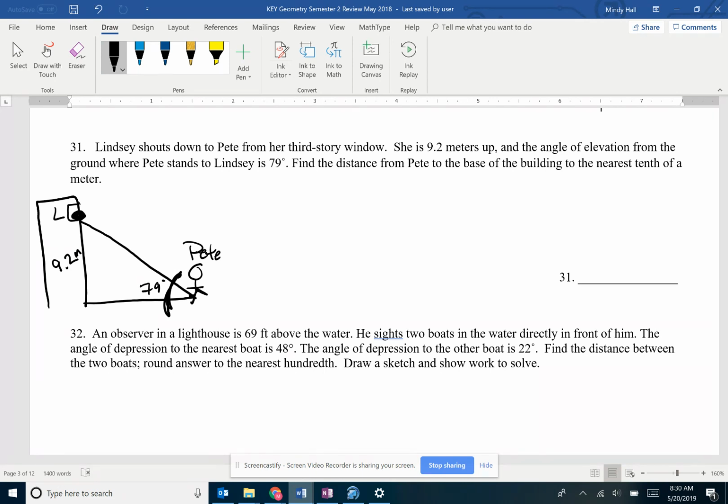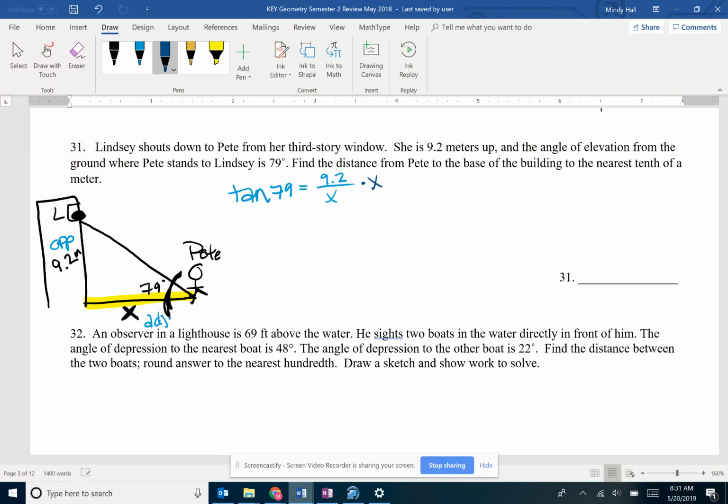And we want to find the distance from Pete to the base of the building to the nearest 1/10 of a meter. So based on my picture, I know that Pete's down here, so I'm really looking for this distance right here, from Pete to the building. So I know that 9.2 is opposite of the 79, and that the side I want is my adjacent side. So opposite and adjacent is tangent. And because I have my degrees, I'm just going to use regular tangent. So tangent 79 equals opposite, which is 9.2, divided by adjacent, which is just x.